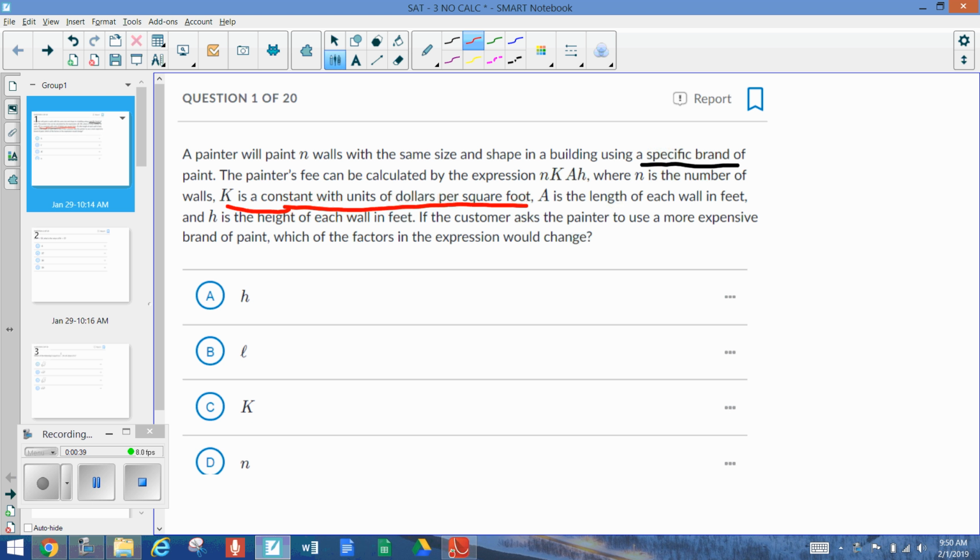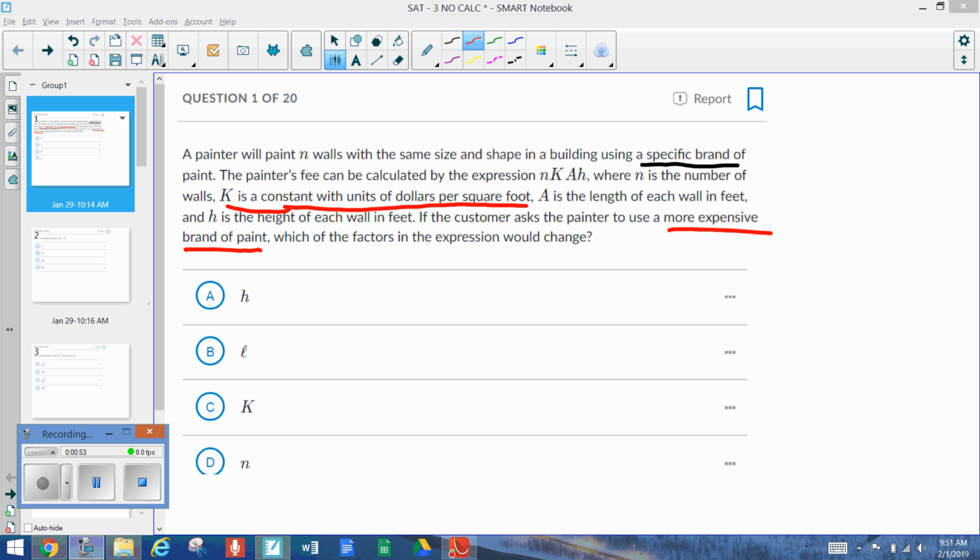If the customer asks the painter to use a more expensive brand of paint, which of the factors in the expression will change? For example, quality. More expensive is going to be better quality. So do you think if you increase, for example, the number of paints, it is going to increase the quality? You're buying from the same thing over and over. Or what else do we have?